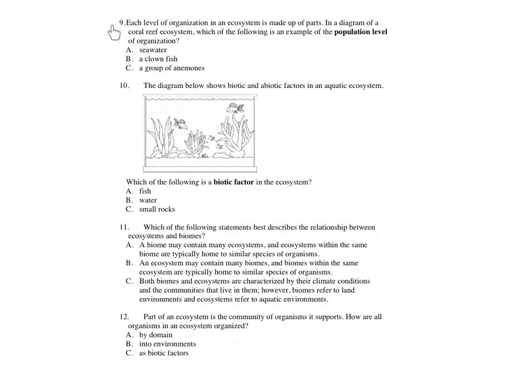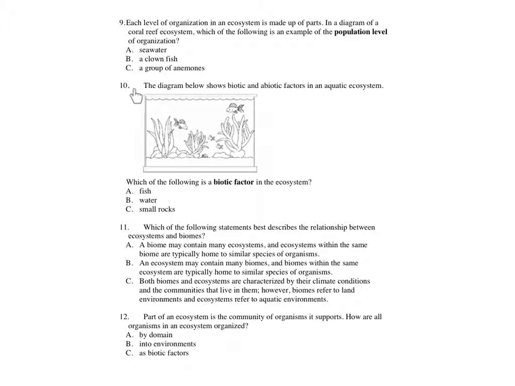Number 9. Each level of organization in an ecosystem is made up of parts. In a diagram of the coral reef ecosystem, which of the following is an example of the population level of organization? A. Seawater. B. A clownfish. C. A group of anemones.